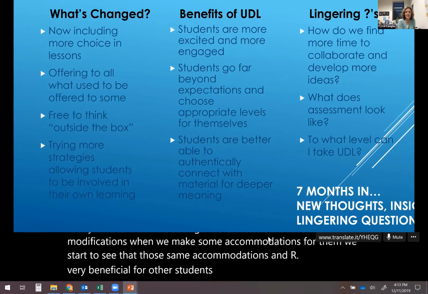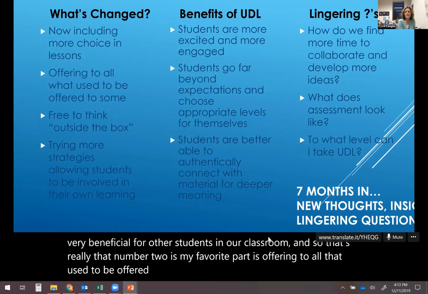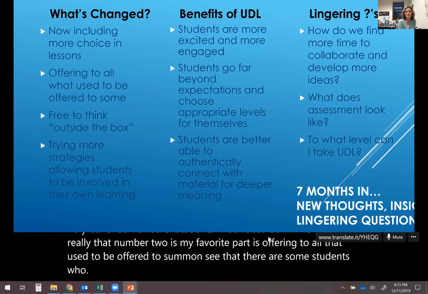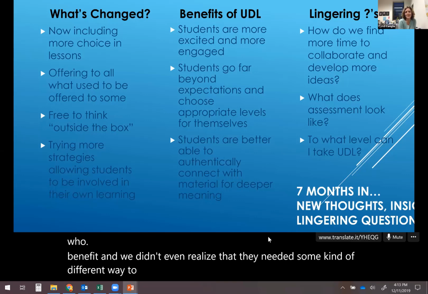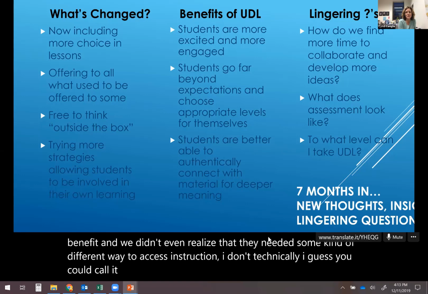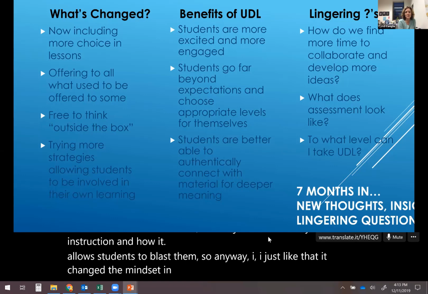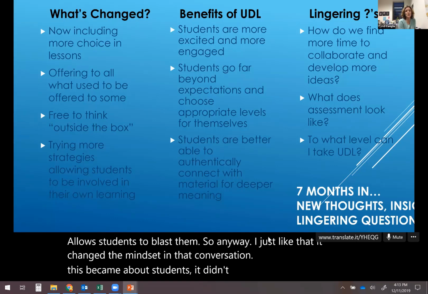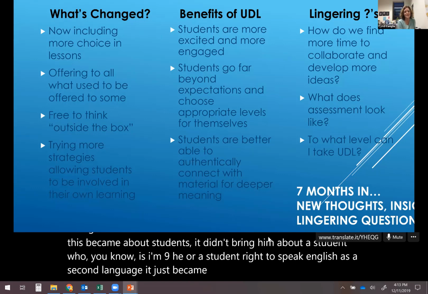And so that number 2 is my favorite part: offering to all what used to be offered to some, and seeing that there are students who benefit, and we didn't even realize that they needed some kind of different way to access instruction. Technically, you could call it accommodations, but it's just different ways to access instruction, and it allows students to blossom. So I just like that it changed the mindset, and that conversation just became about students. It didn't become about a student who is on an IEP, or a student who speaks English as a second language. It just became about our students. And I just think that's really powerful.